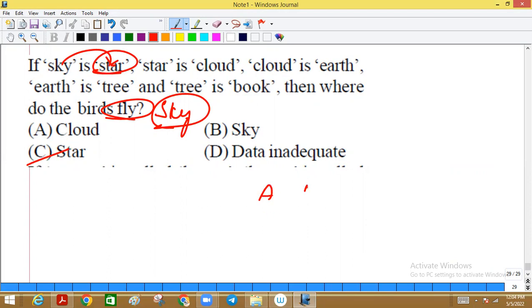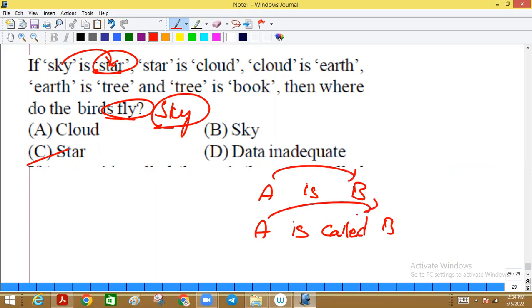Whenever I say A is B, or if I say A is called B, both are the same. A is called B, so A is always coding for B. If there is something like A means B, then B is coding for what? A. So these are the two types you have to remember for the exam. Only these two are possible in the exam.